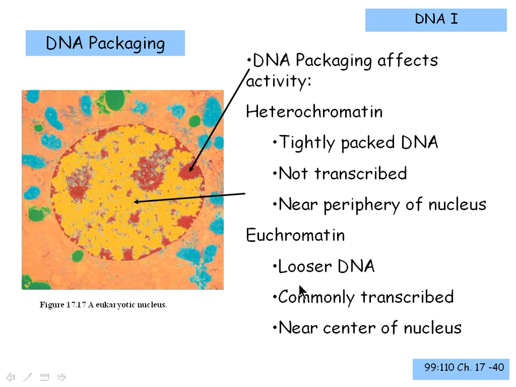In euchromatin, the DNA is looser, so it's less compact, so that the RNA transcription machinery can come in and bind to the DNA, thus allowing transcription and translation to occur. And this was actually found near the center of the nucleus. So again, there seems to be a correlation between the packaging of the DNA, transcription activity, whether it's actively transcribed or silenced, and the location of the DNA as well.